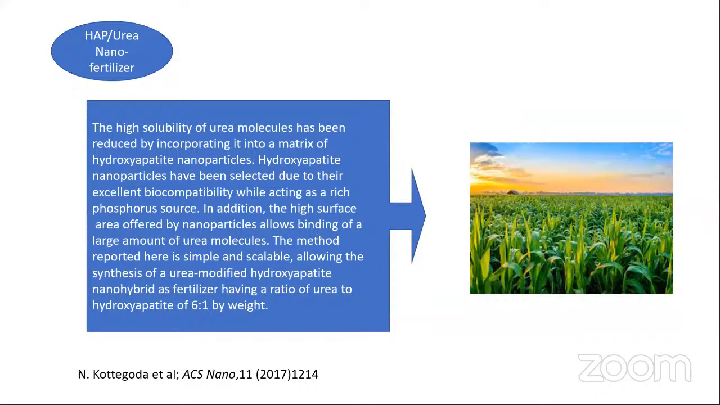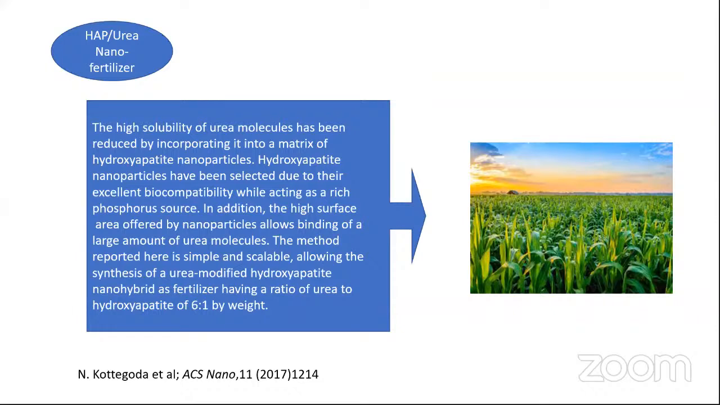So the biocomposite or nanocomposite is made. Hydroxyapatite nanoparticles have been selected due to their excellent biocompatibility while acting as a rich phosphorus source. In addition, the high surface area offered by nanoparticles allows binding of a large amount of urea molecules. The method reported here is simple and scalable.